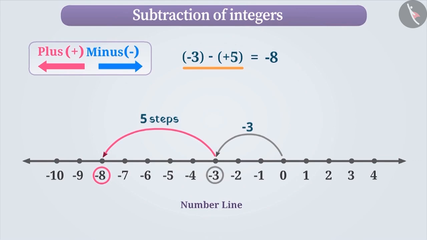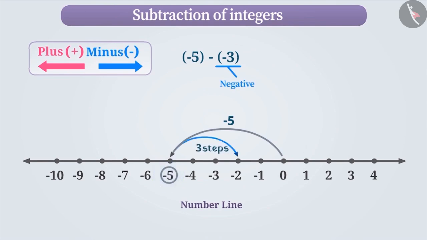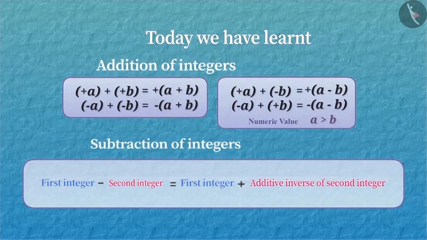Similarly, if we have to find the value of -5 - -3, mark -5 on the number line, which is 5 steps towards the left of 0. Since we need to subtract the negative integer -3, we move 3 steps towards the right side of -5. Thus, we reach -2, which is the result of -5 - -3. Today, we have learned the addition and subtraction of integers. In the next video, we will learn this in a better way with some examples.